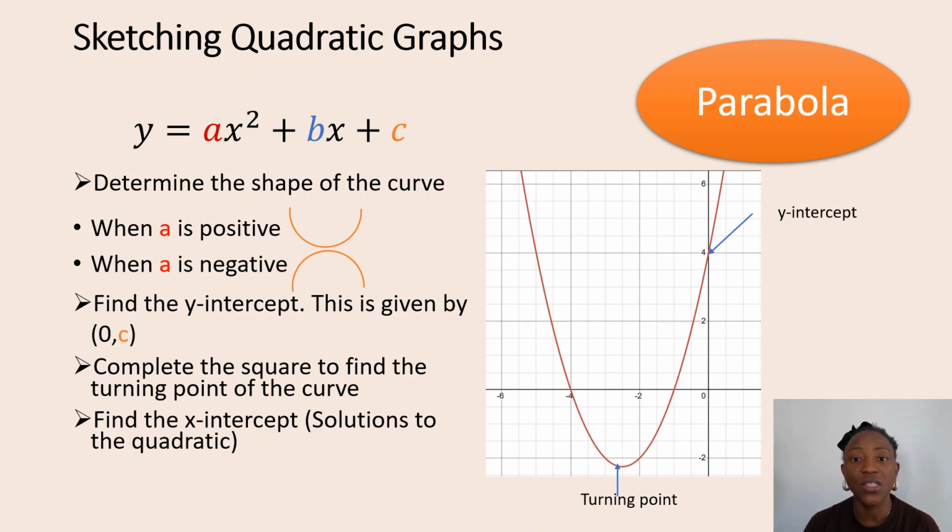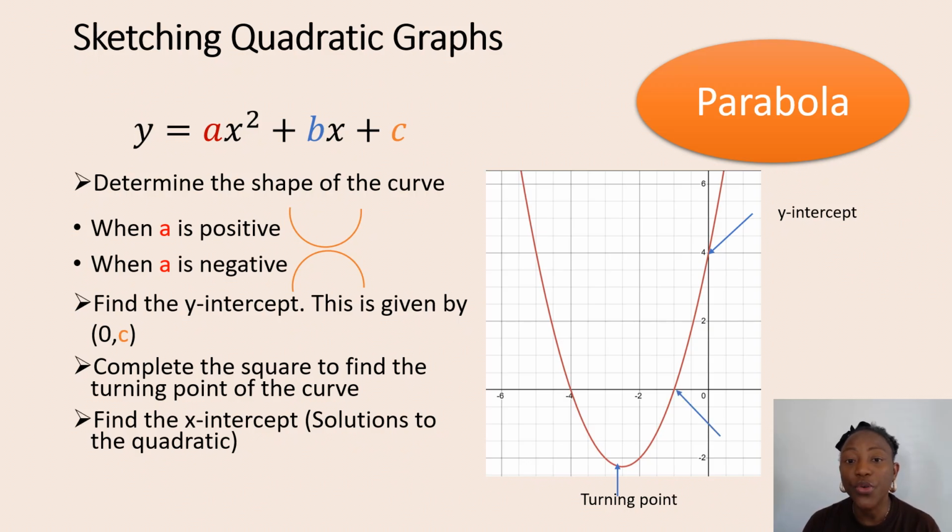After you have found the turning point, I've mentioned this earlier, we now talk about the x-intercepts. Now, the x-intercepts of a quadratic function are actually the solutions to the quadratic equation. So what do you need to do to find the x-intercept? Attempt to solve the quadratic. You're going to have two values, and those two values will be your x-intercepts.